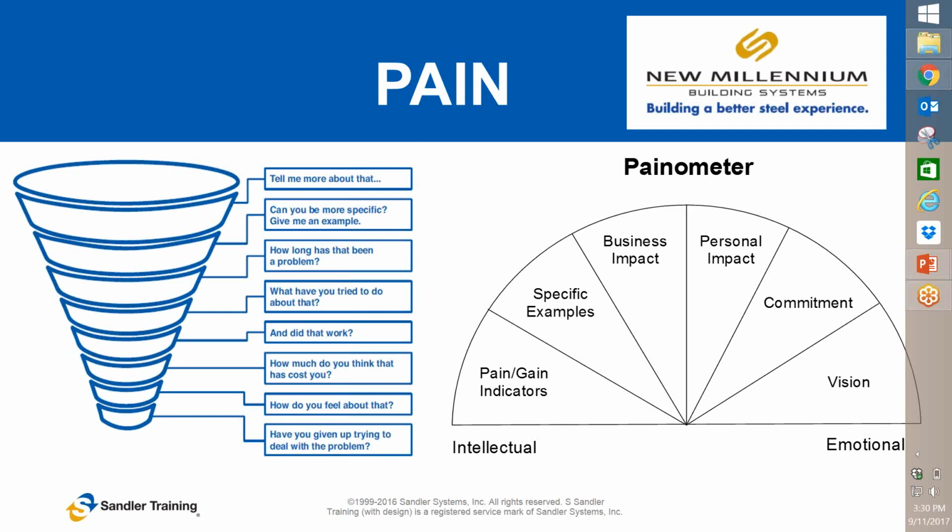And then the question there at the bottom: have you given up trying to deal with the problem? In other words, are you committed to taking the necessary action, or have you given up trying to deal with the problem? It's very interesting in the pain step that we don't just find somebody's got a problem, he's got pain, and then immediately jump from step 3 to step 6 and go in there to solve the pain.